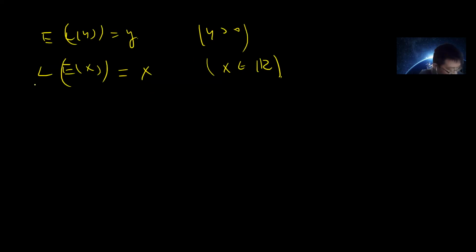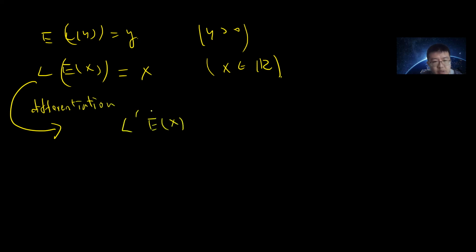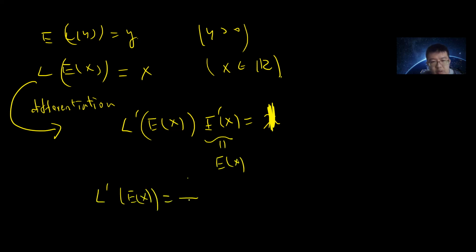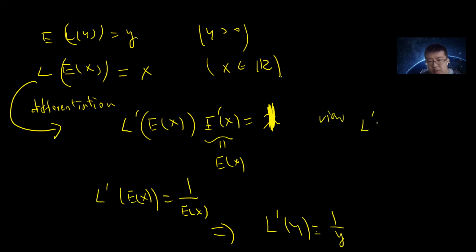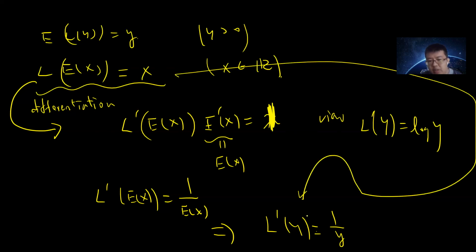Okay, and then you can do the differentiation on this side. You get L prime of e of x times e prime of x to be x differentiated, which is 1, right? Just do a differentiation with respect to x. But e prime of x is just e of x, so you get L prime of e of x is 1 over e of x, which gives that L prime of y is just 1 over y. So you can imagine that your L of y is just log y. We just use this property and prove that the standard differentiation of log y gives you 1 over y.